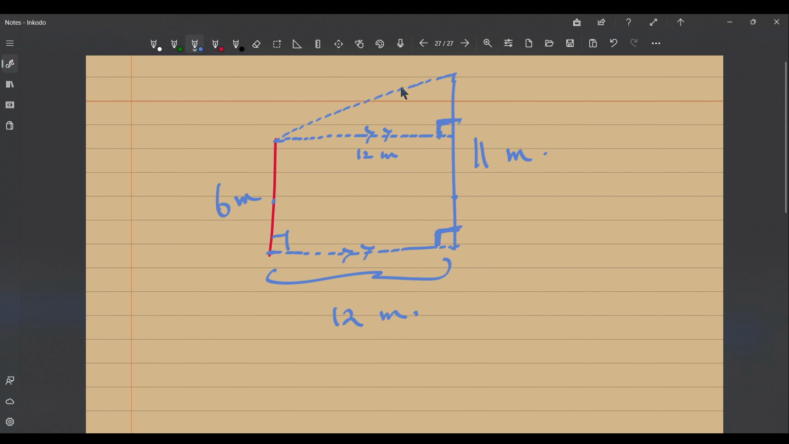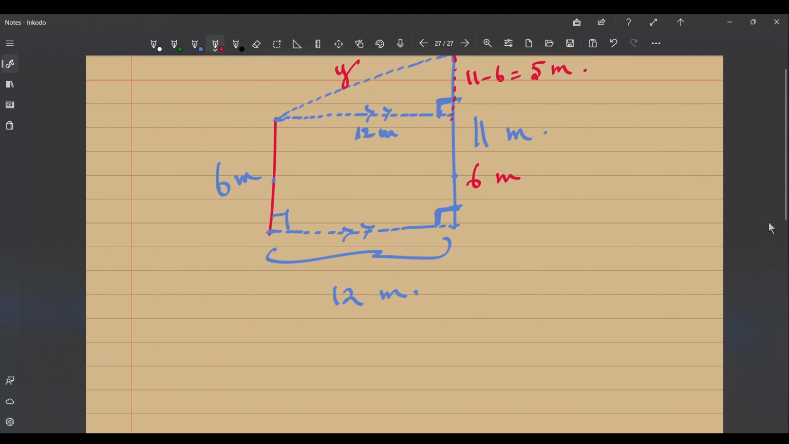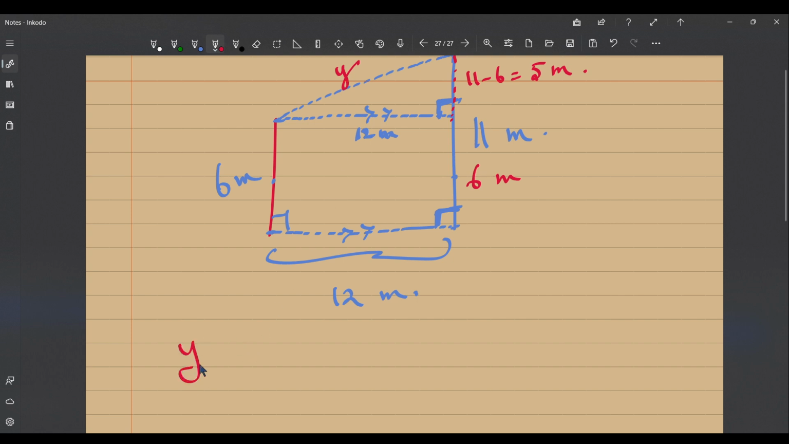So now we can apply the Pythagoras theorem to this triangle, the triangle on top. So we have one measure, 12 meters. What about this measure? This is going to be 6 meters less than the taller pole, so this is 11 minus 6, which is 5 meters. Call this y, we'll have to find y. Applying the Pythagoras theorem here, y being the longest side, the hypotenuse, y squared is equal to 12 squared plus 5 squared, or 144 plus 25. This is equal to 169.